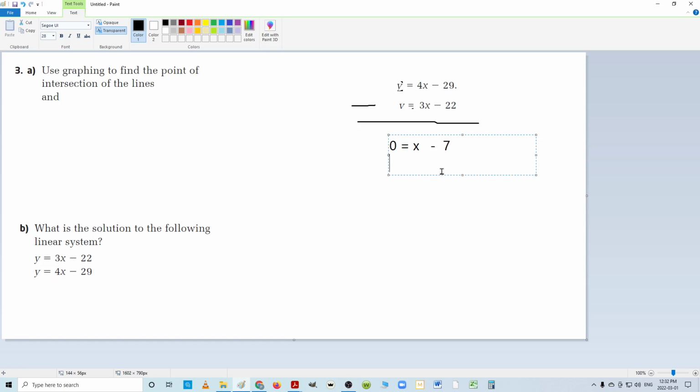So if I want x to equal, I add 7 to both sides, and I get 0 plus 7 on the right side, which is just 7. And we discovered x in the same method. Now I just plug x into either of those equations, and I can solve it. Doesn't matter which one I take, it'll give me the y of minus 1.